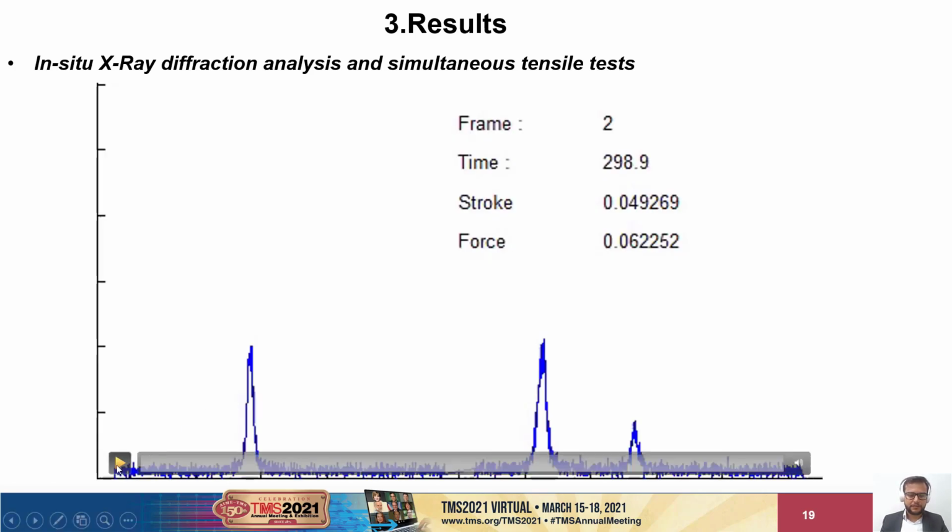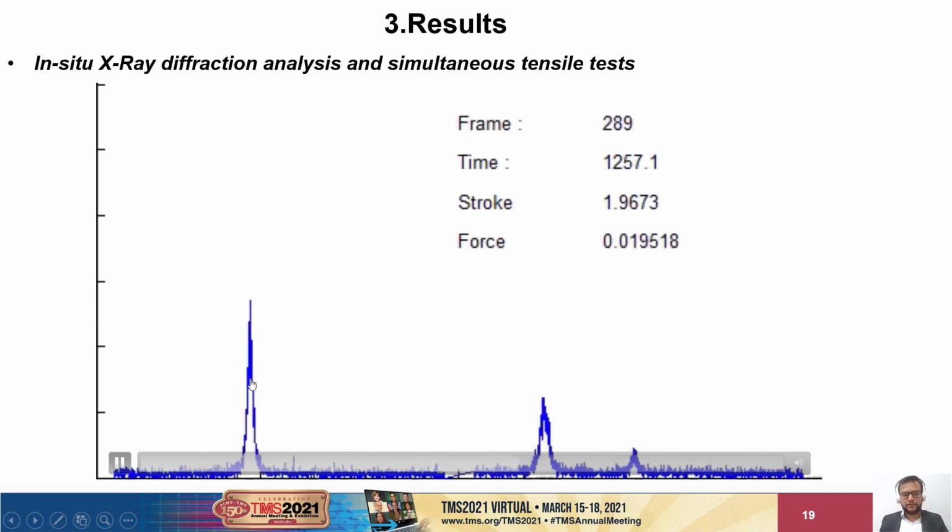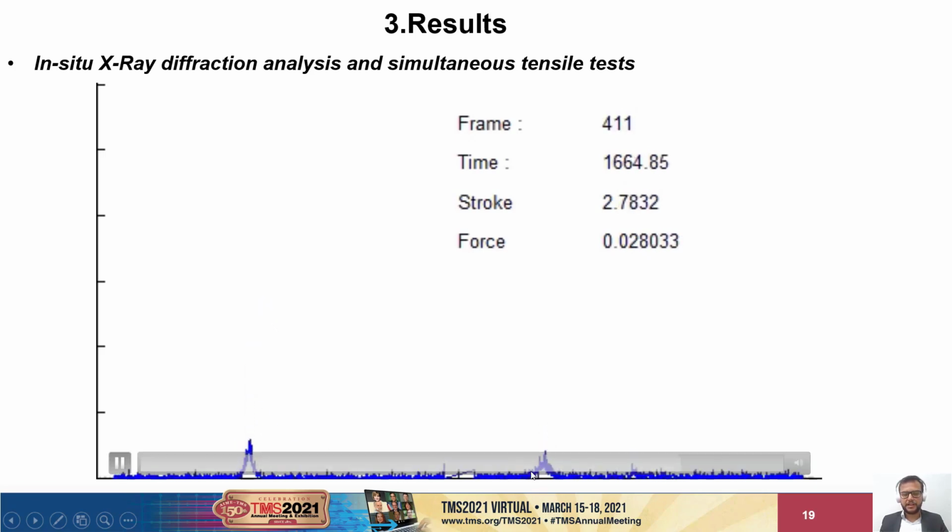And here is an illustration of the behavior of the X-ray diffraction pattern during the tensile test, where when the level of deformation increases, there is a decrease of intensity and an increase in the full width at half maximum.